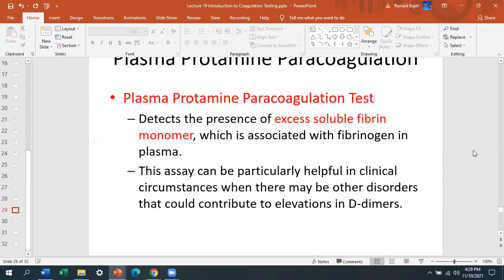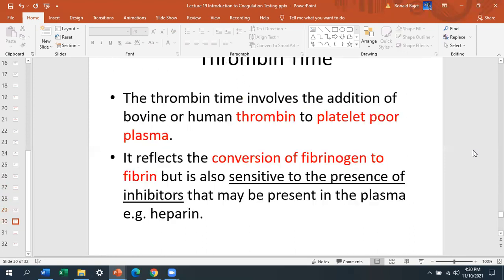The other two tests, for example, the plasma protamine paracoagulation test, will detect excess soluble fibrin. And like I said, it's less common, but it's a test that doctors still want to order. I saw some doctors ordering the test. I don't know why, but it can be helpful in clinical circumstances where there may be other disorders that can contribute to elevations in D-dimer. The main one for D-dimer is, don't forget, the DVT. Okay, but there are other disorders that you might want to use D-dimer to detect.